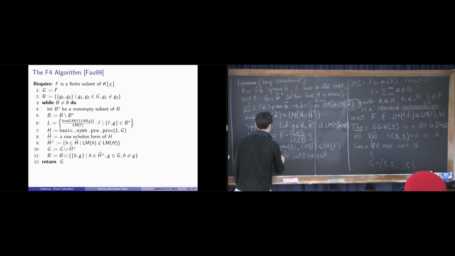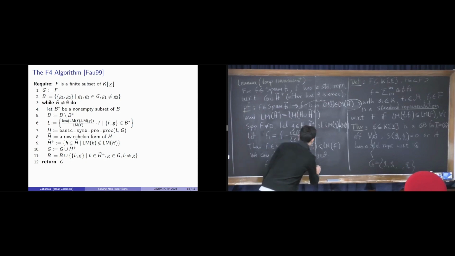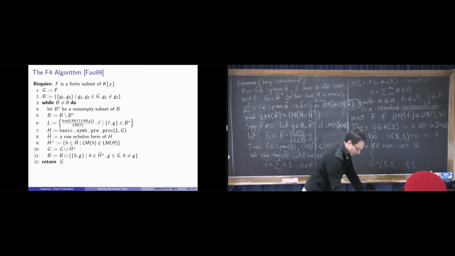So we get that f is a linear combination of coefficients multiplied by elements g_i, i equals 1 to some s, where the a_i's are elements in the field, and the g_i's are elements in H union H tilde plus. Right?